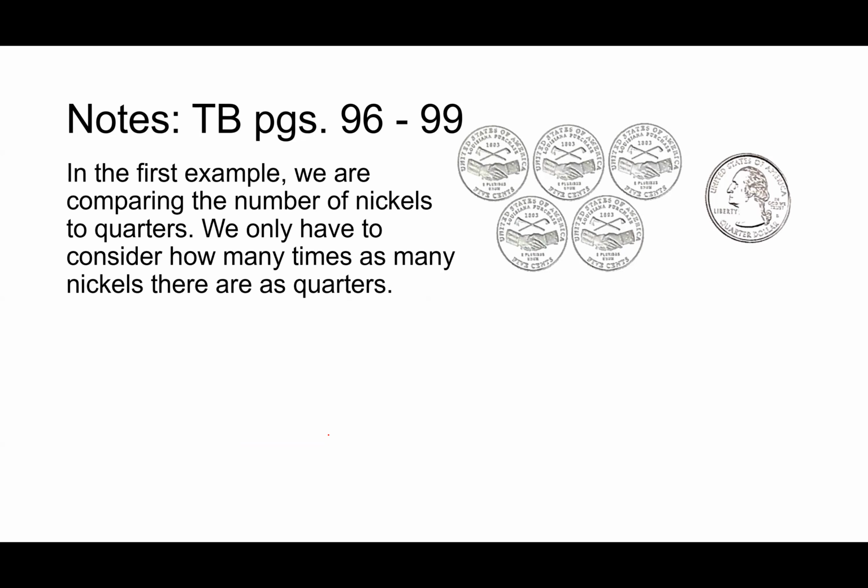So when we're talking about ratios, are we talking about numbers? No. We're talking about a comparison, but there are lots of comparisons that we can make. Yes, ratios are made of numbers, but they are not giving us quantities. They are showing a comparison between different things. So in the first example, we are comparing the number of nickels to the number of quarters, and we got 5 to 1. That ratio tells me how many times as many nickels there are as quarters.